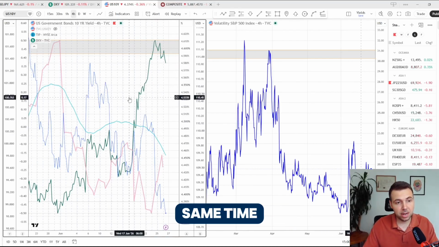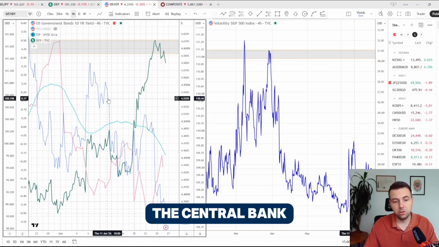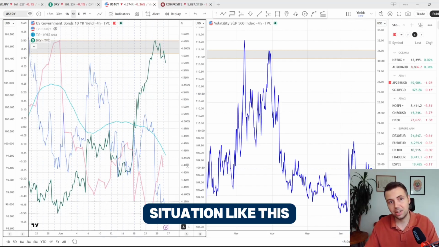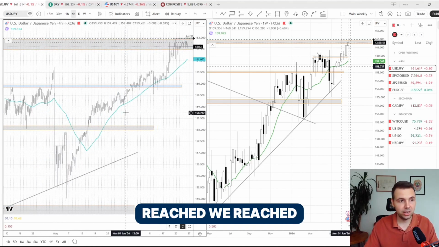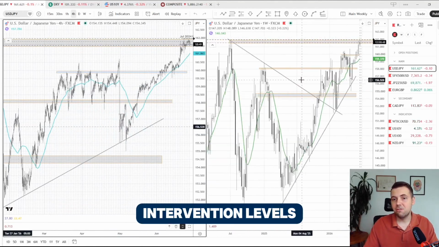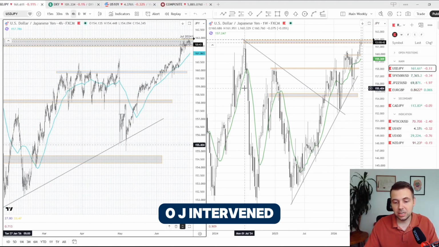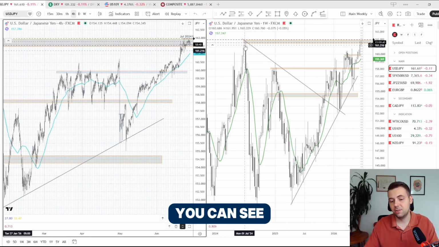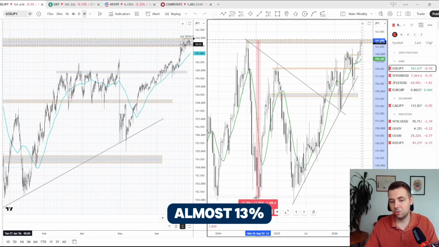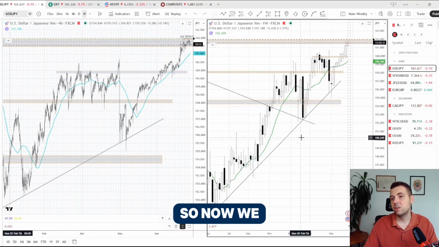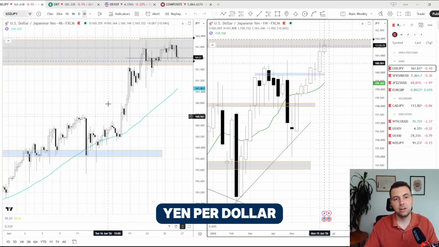And at the same time, because the dollar is so stretched, the central bank that hates a situation like this is the Bank of Japan, of course. And we reached intervention levels. The last time the BOJ intervened was in the beginning of July, you can see. And dollar yen went down almost 13%. So now we are approaching this level, 162 yen per dollar.